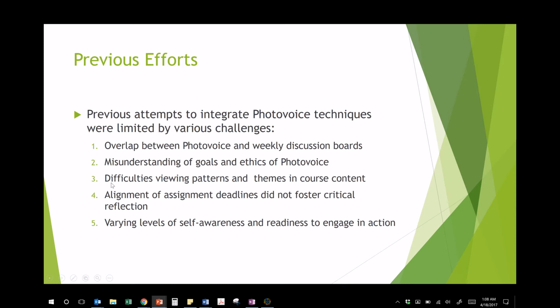There were also some challenges in being able to connect some of the different foundational ideas and patterns in the course throughout the different Photovoice journals. Because critical reflection was such an important component, oftentimes the assignment deadlines weren't lined up to encourage that. And students who were being asked to use their Photovoice journals to take action had varying levels of self-awareness and readiness, which resulted in some challenges in their ability to take that critical reflection and modify their behavior accordingly.